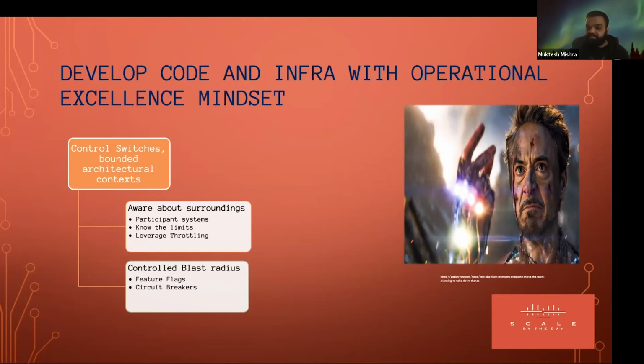Now, what does this mean? There are two kinds of architectural contexts you need to decide. In a distributed system, like we talked about, if two systems are talking and one system is behaving badly, you should always have a means to disconnect that system. You need to be aware of your participant systems, what all systems and components are working, knowing the limits. When you are integrating with any system, you should know their system boundaries, whether they can scale to a particular limit or not.